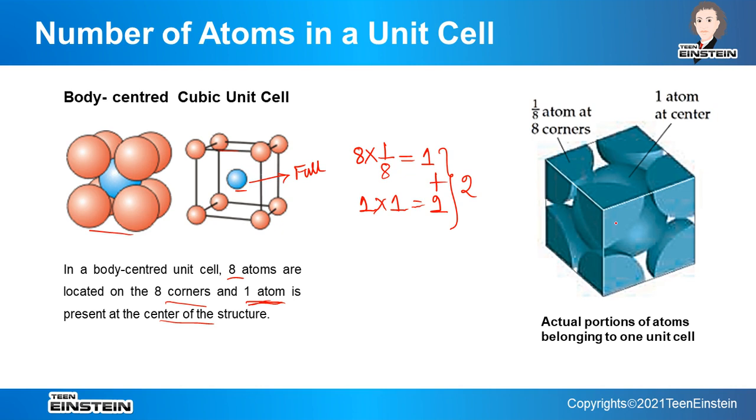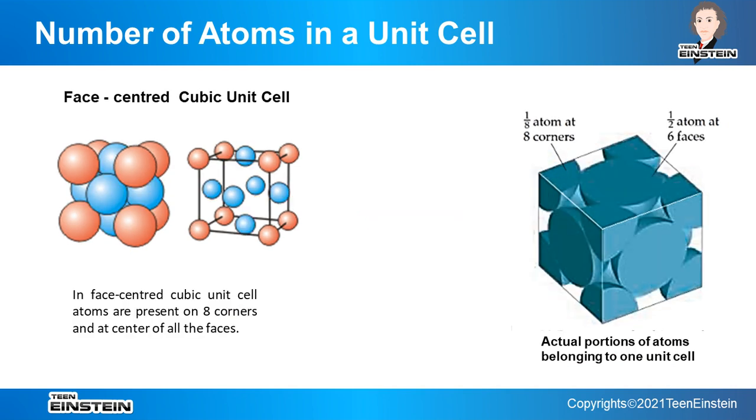Again the picture, but now what is the difference? Now we have another particle at the center. This shows the actual portion of atoms belonging to one unit cell for the body centered cubic unit cell type. So the number of atoms per unit cell for BCC is 2. Face centered cubic unit cell. Just like the primitive cubic unit cell, the simplest, we have atoms at the corners.